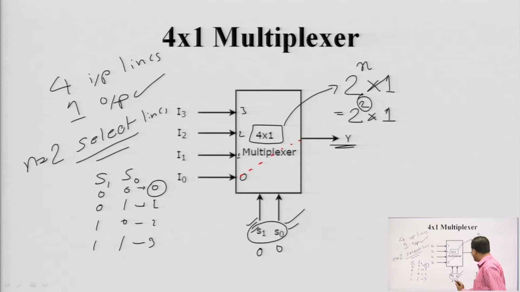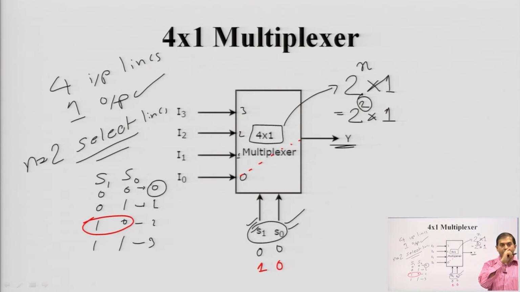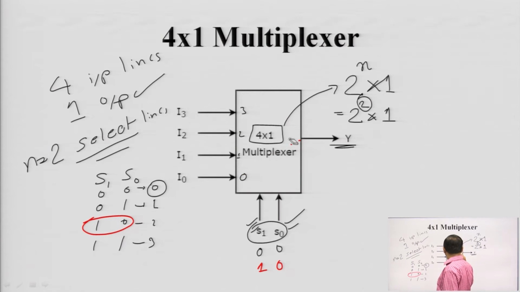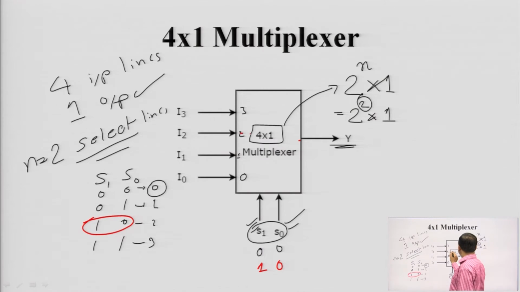So, now if we put S1 S0 at 1 0, this one, 1 0 is nothing but 2 in decimal. So, for 1 0, which one will be connected? For 1 0, the output will be coming from this input. So, it is the work of the select lines to select the proper input, and that input will be channelized through the output line. This is actually the concept of mux.